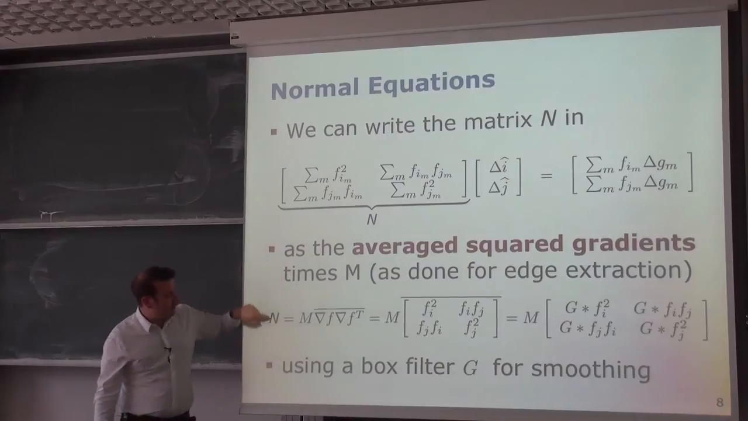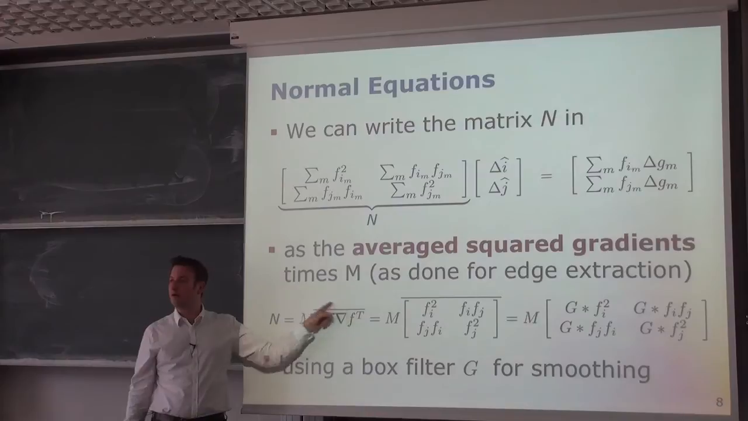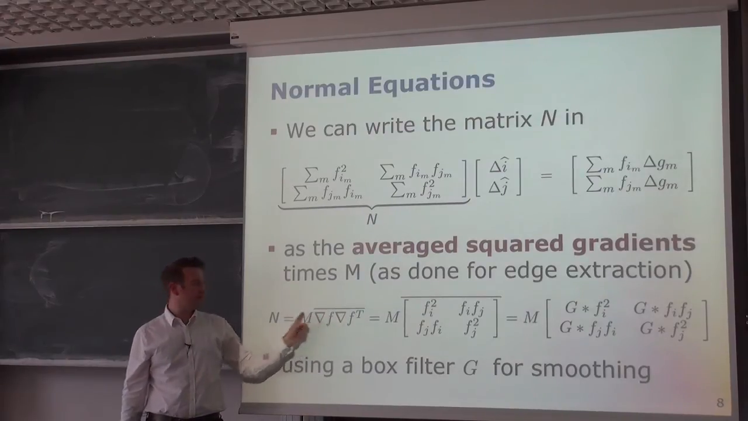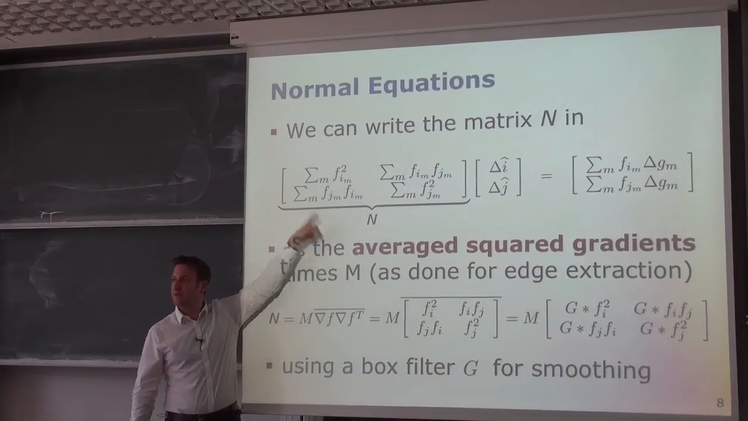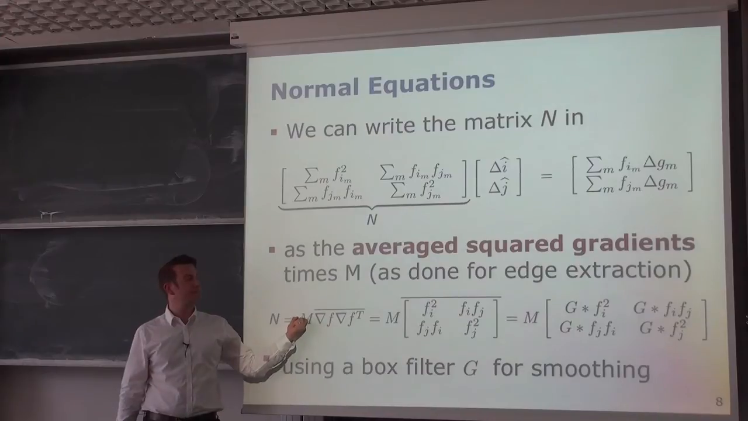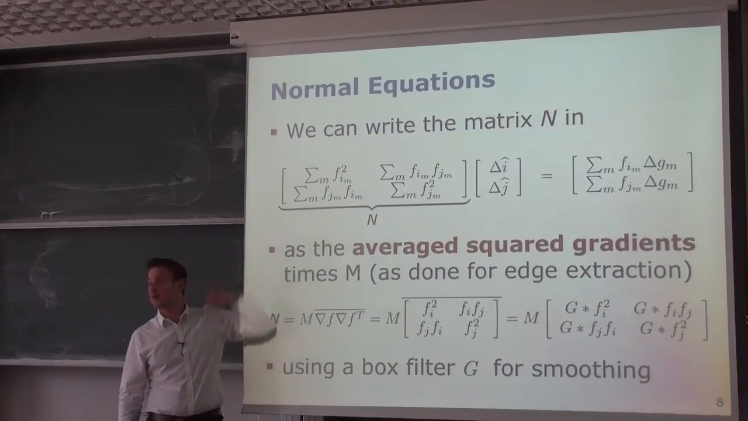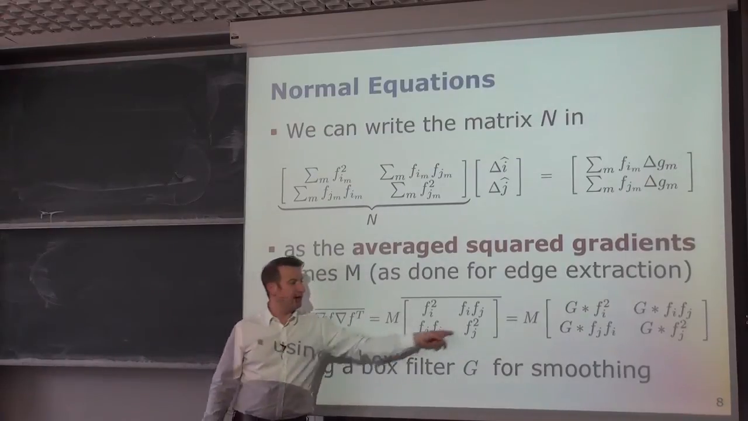And so my matrix n is simply the average gradient computed over m pixels times m, because we basically sum over m pixels and sum up all the gradients. I can also say this is simply the average times m. So this is exactly the same result as this result over here. So I can write this in this form.